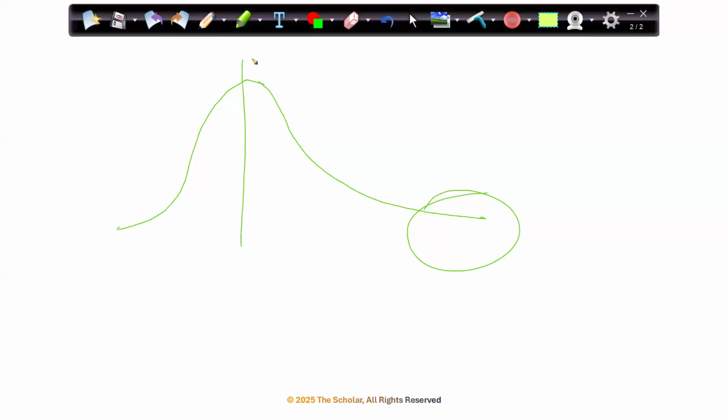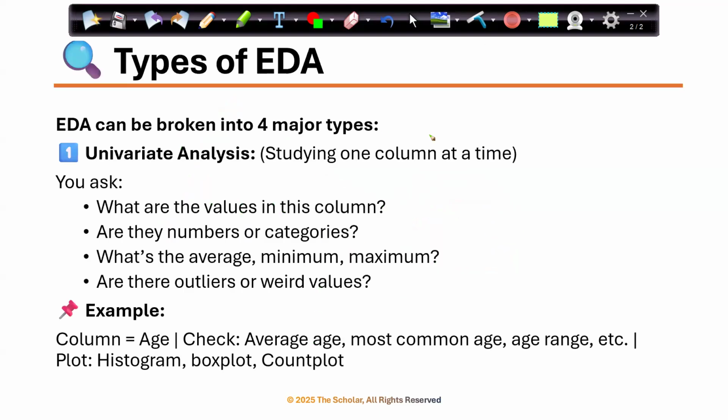So suppose I'm creating a plot for age. This is my age plot, right? Now I see that, okay, there are some outliers on the higher side. Majority of my customers are in this age group, but there are a few customers falling on the higher side as well. So that is an outlier. Again, by creating the plots, I will get the understanding, right? So are there any outliers or weird values can be captured nicely. For example, the column is age, as I mentioned multiple times. Check average age, most common age range, etc.